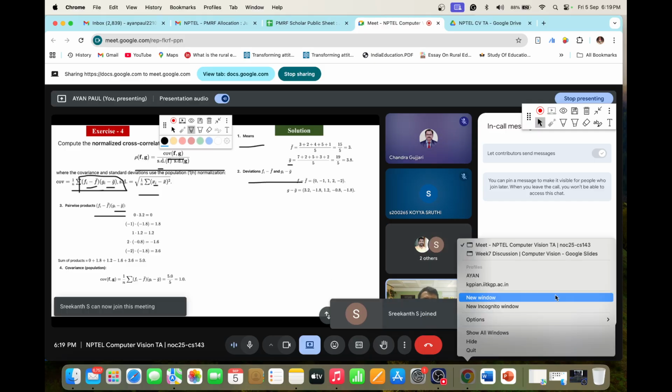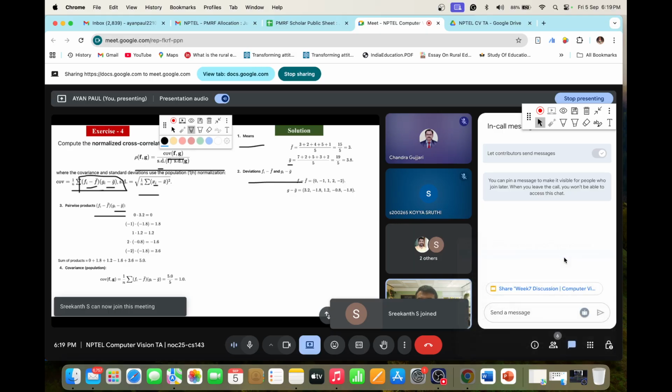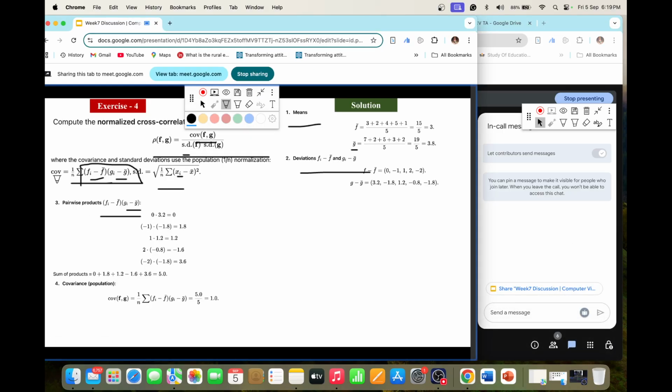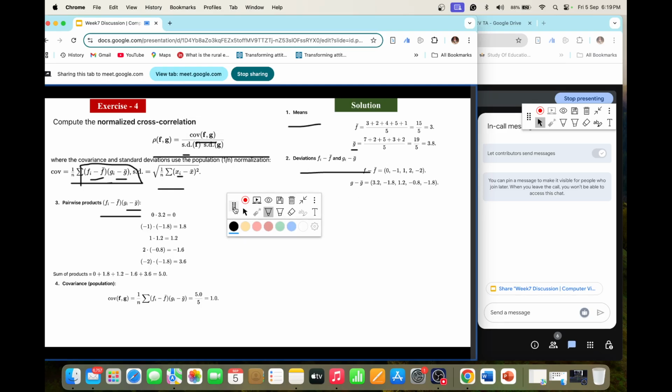And then we have to just add up. Once we add up, what do we have to do for covariance? We have to divide by the number of population. What is the number of population? We have 5 points, so that is why we divide by 5. And then do the root over.